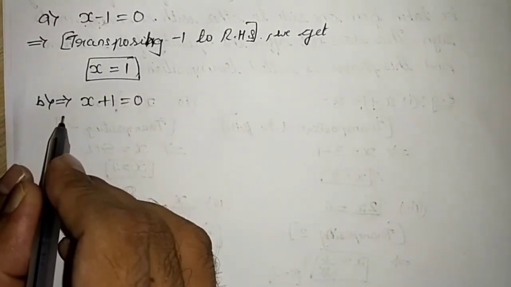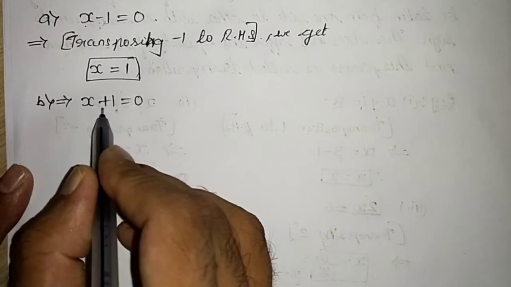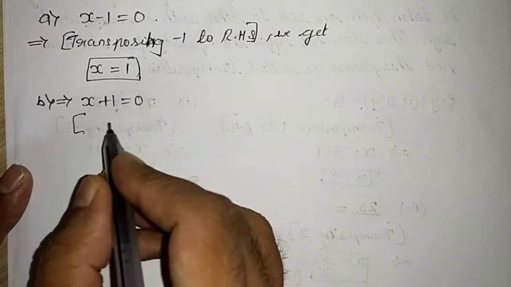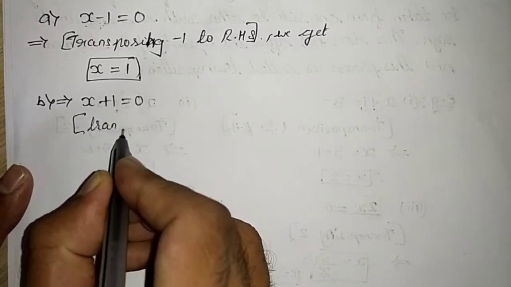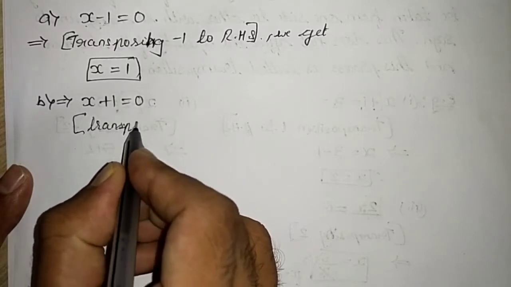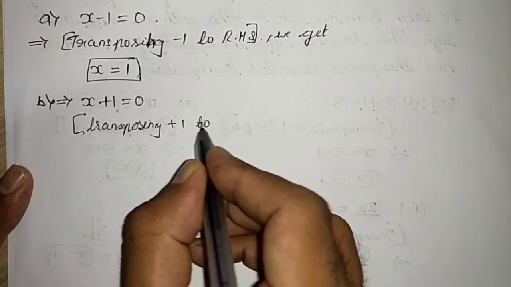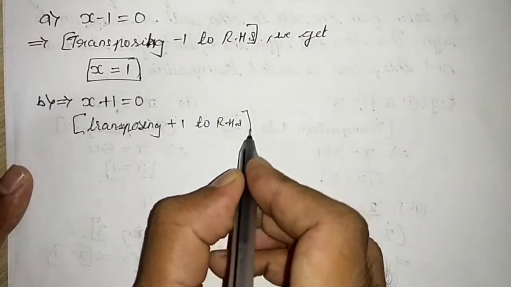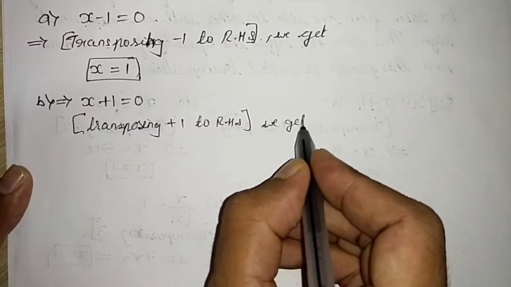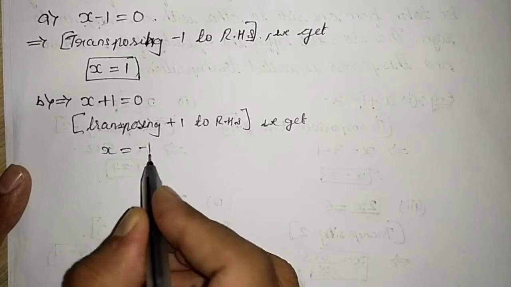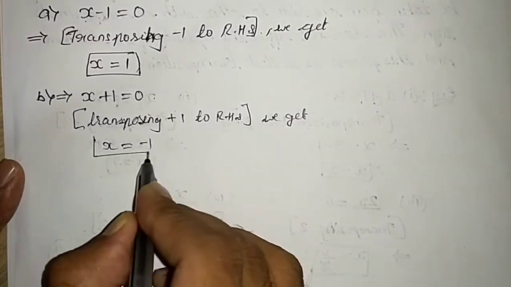Now part B has x plus 1 is equal to 0. What will be the first step? Transposing plus 1 to RHS, we get, here it was plus, it will go that side and become minus. This is our solution.